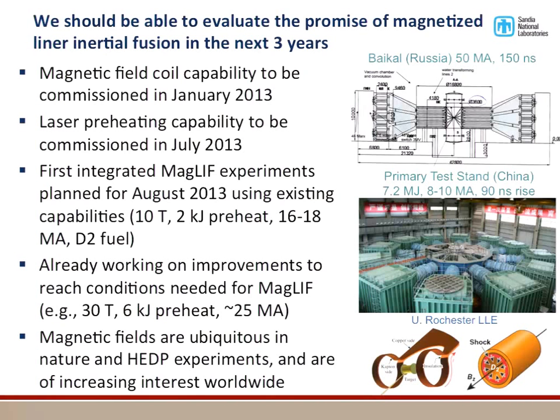And magnetic fields and pulse power are kind of ubiquitous in nature and around the world today. Russia is saying that they want to build a 50 megamp, 150 nanosecond pulse power machine. China has recently built a pulse power machine, and I've heard that they're working around the clock, 4 shifts. University of Rochester has also been looking at magnetizing some implosions on the Rochester laser as well. But hopefully, and then of course MagLIF.